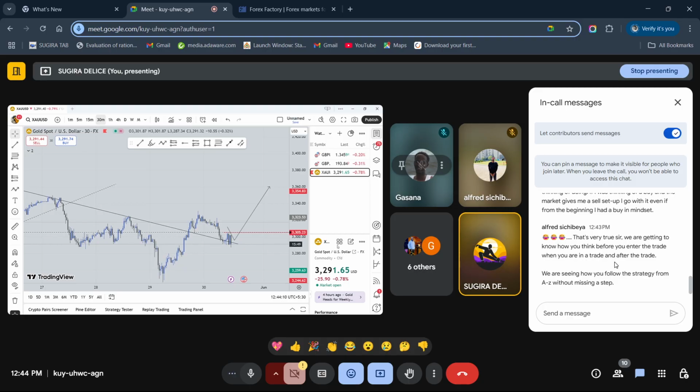When you are in a trade and after the trade, we are seeing how you follow the strategy from A to Z without missing a step. That's what happens. The reason is that by running a strategy yourself, you learn from the experience. I have experienced the market, I have faced losses, so from there I know what to do. I know what the market does to trap me. You get my point?